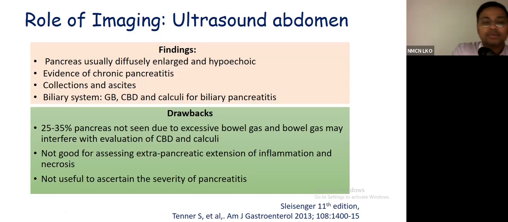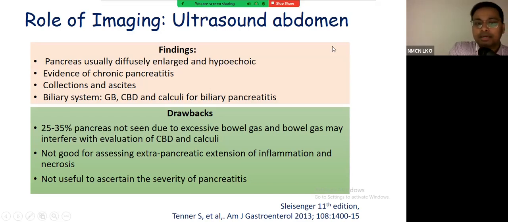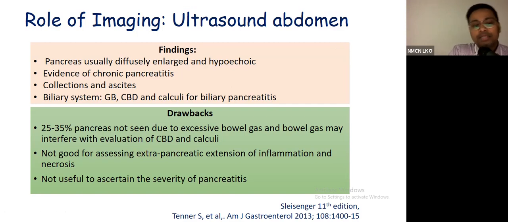Now I'll talk briefly about the role of imaging in diagnosing acute pancreatitis. The findings typical of acute pancreatitis in ultrasound: the pancreas is usually diffusely enlarged and hypoechoic. Whether the child has acute pancreatitis or an exacerbation of chronic pancreatitis, we can have some idea from calcification, atrophy, and duct dilatation. There may be collections and ascites, and the biliary system can be evaluated, like the gallbladder and CBD calculi, for knowing the biliary pancreatitis. However, ultrasound abdomen has its own drawbacks.